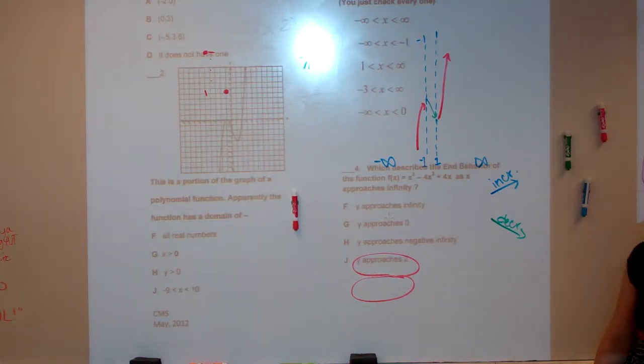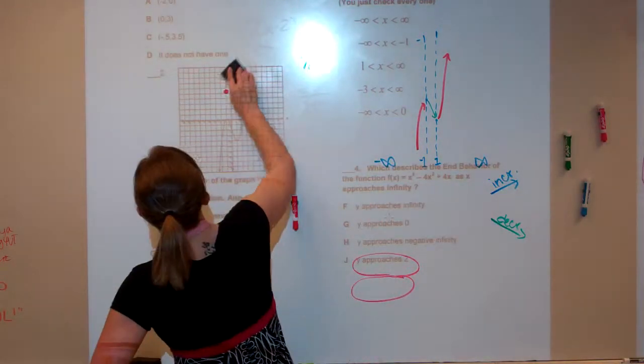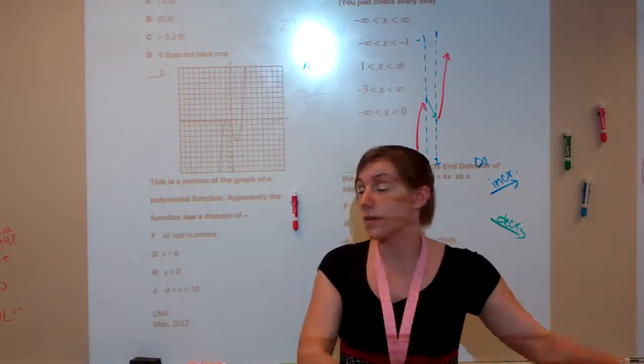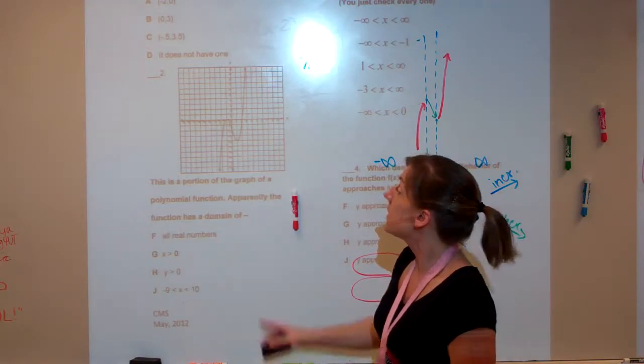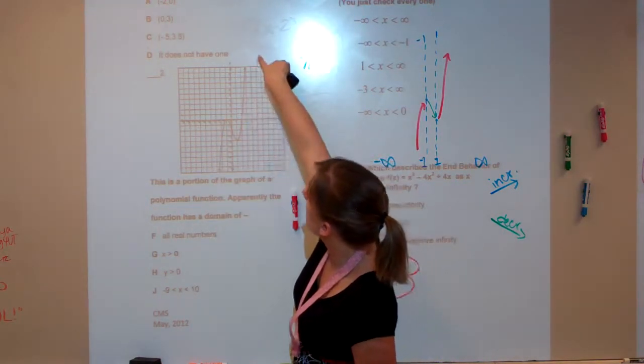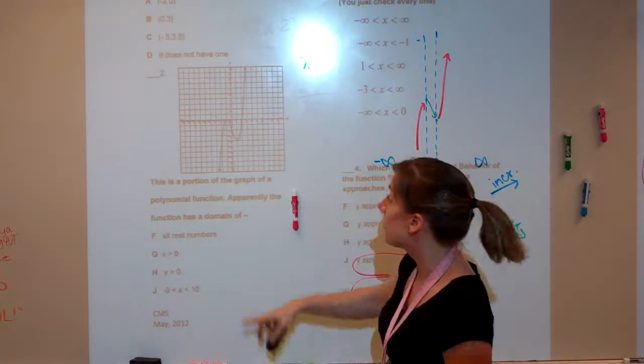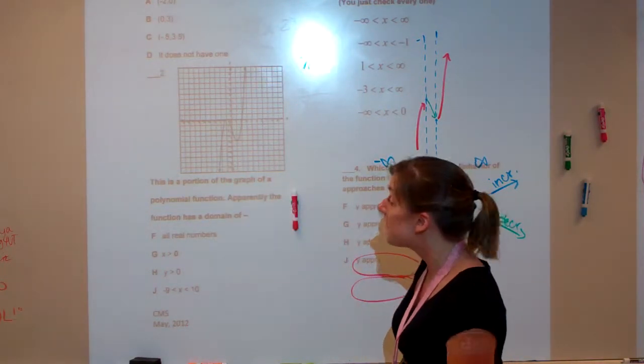All right, just remember domain and range. Domain is left and right, so can you pick all numbers to the left and all numbers to the right? That would be all reals. Range is all numbers up or all numbers down. The range would also be all reals in this case.